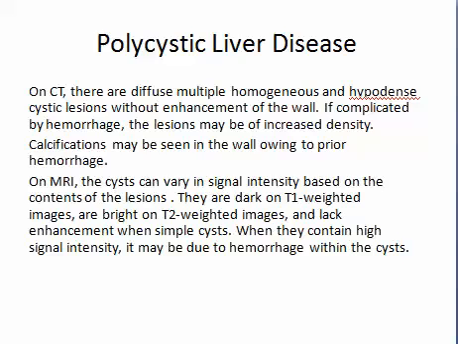On MRI, the cysts can vary in signal intensity based on the content, whether it is transudate or blood. They are dark on T1 and bright on T2, and generally lack enhancement. On T1, if they contain high signal intensity, that means there may be hemorrhage inside. So low T1, high T2 with no enhancement of the walls.